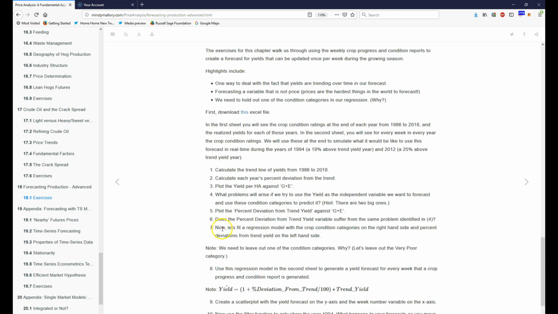Okay, so next we just have two steps left. We're going to fit the regression model that has percent deviations on the left-hand side and those crop condition categories on the right-hand side. Once we do that, we're going to use that regression model to forecast yields through the growing season, but we'll save that for the next step.